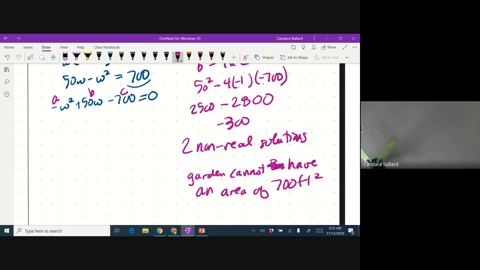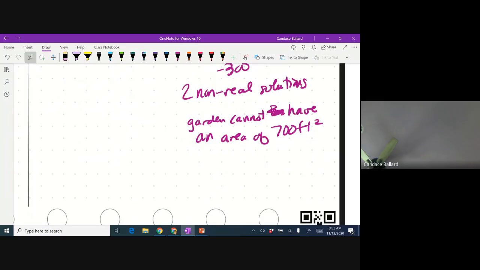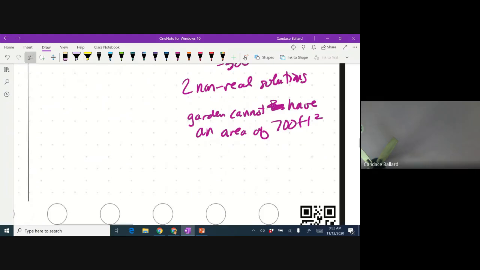That says feet. Leave it there a couple more seconds.